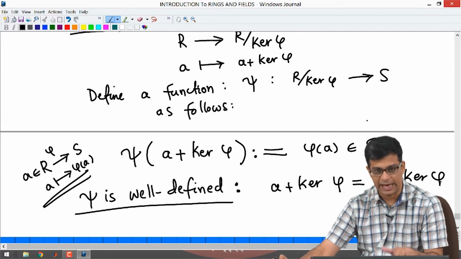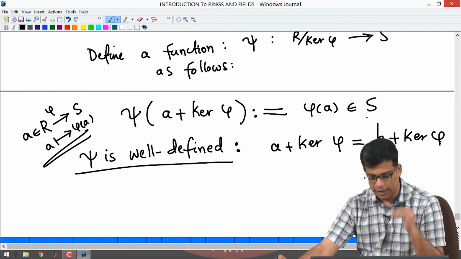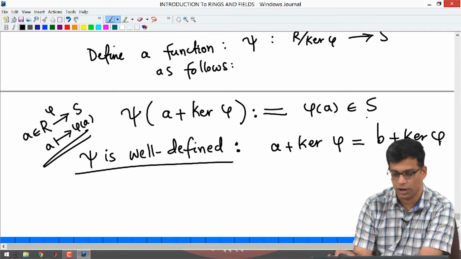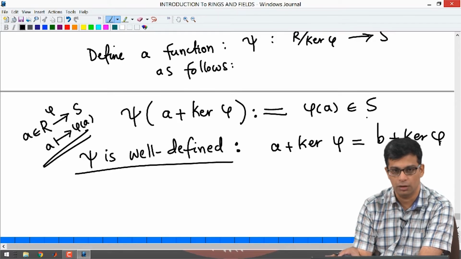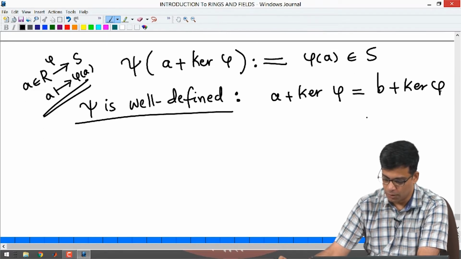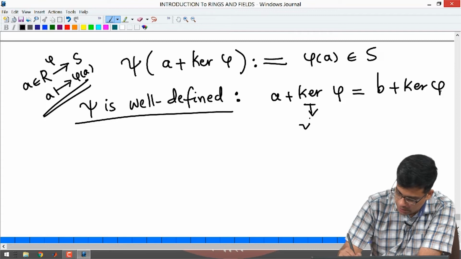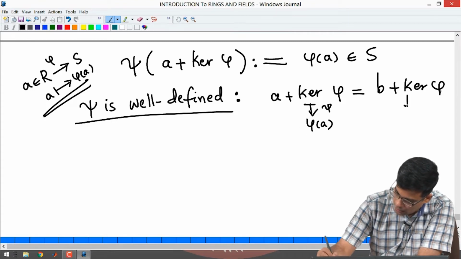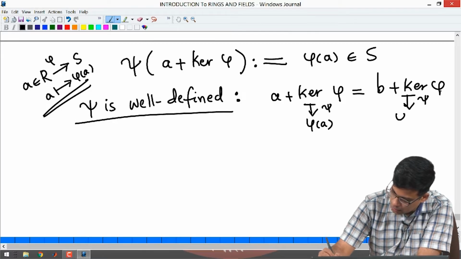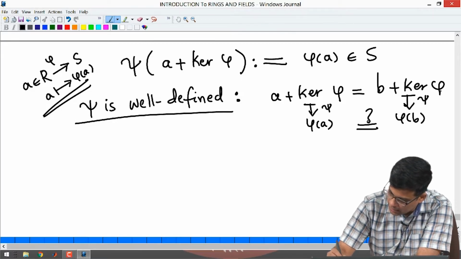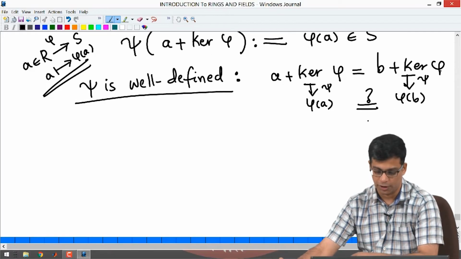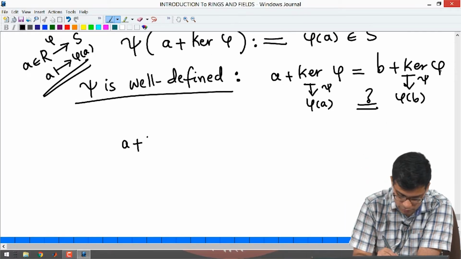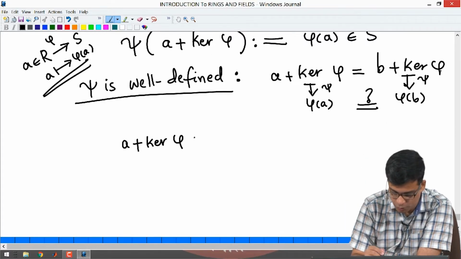In order for psi to be well defined, I need the image of psi for these two elements to be the same. I am sending this under psi to phi of A, and I am sending this under psi to phi of B. Are these two equal is what I have to check. But once you identify what needs to be shown, it is easy to show this.